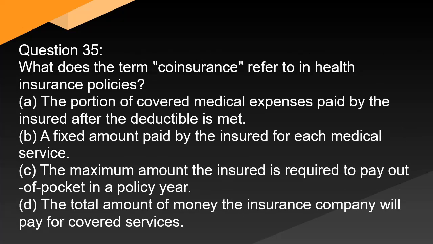Question 35. What does the term coinsurance refer to in health insurance policies? A. The portion of covered medical expenses paid by the insured after the deductible is met. B. A fixed amount paid by the insured for each medical service. C. The maximum amount the insured is required to pay out of pocket in a policy year. D. The total amount of money the insurance company will pay for covered services.